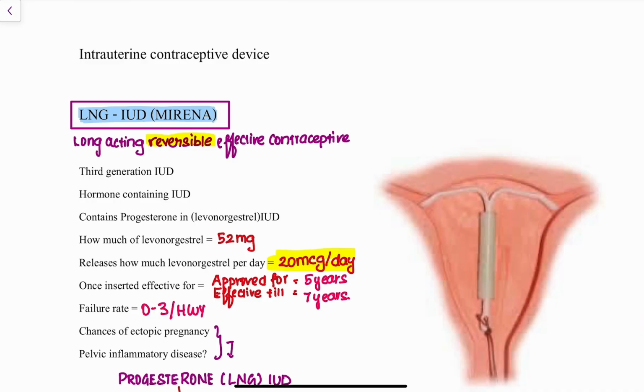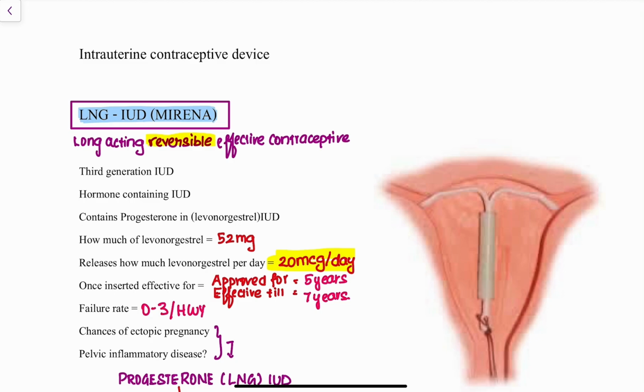So in this module, we are going to discuss the third generation intrauterine device, that is, the hormone containing intrauterine devices. In the previous module, we discussed the first and the second generation IUDs. Similar to the first and second generation IUDs, even these third generation IUDs are long-acting contraceptive methods, right?